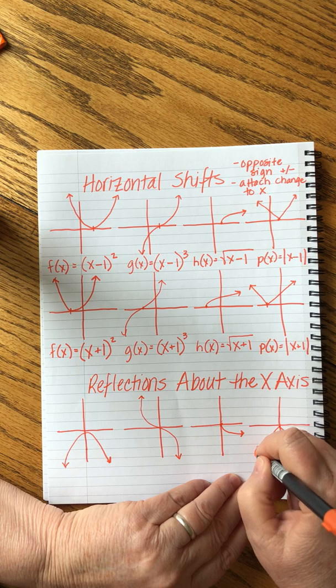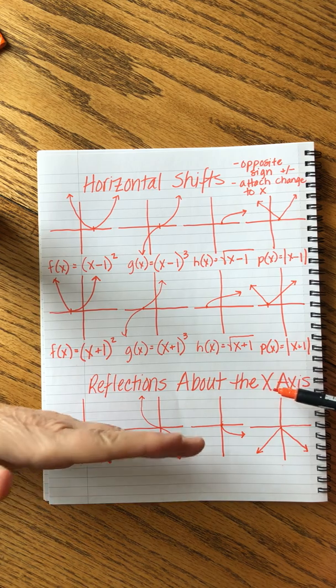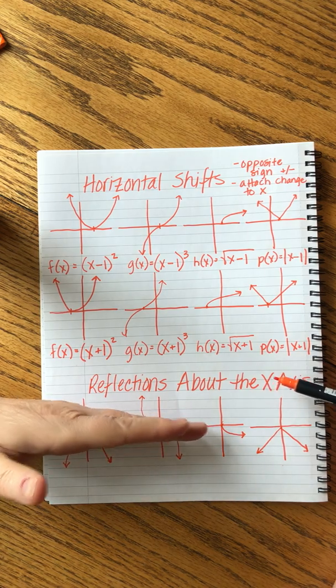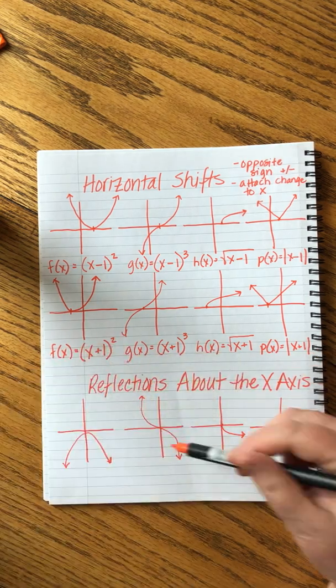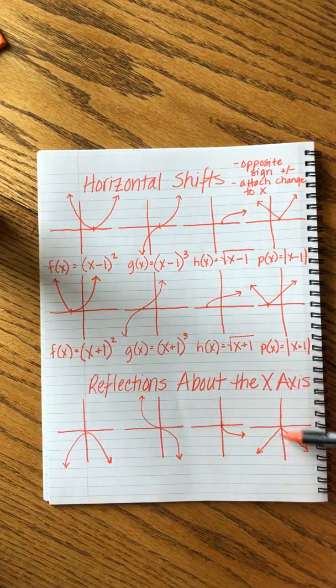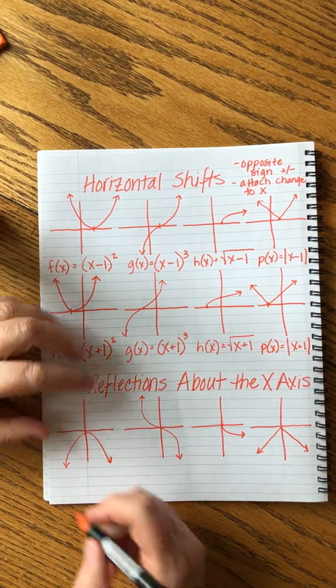So the shapes are the same. We're just reversing everything. We're creating a reflection. So if you think of the x-axis as a mirror, we're taking the mirror image, right? This one's the hardest to see. These are pretty easy as well. All right, let's look at what happens to the equations when we do this.